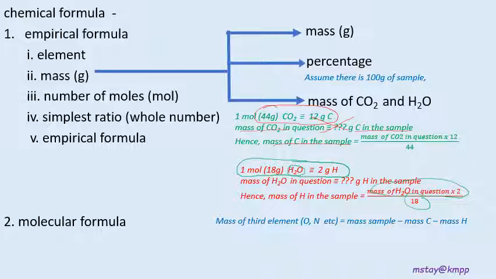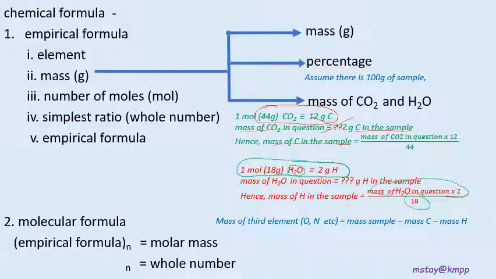After we get the empirical formula, we are able to determine the molecular formula if the molar mass is given. So we can always find the n value, keeping in mind that the n value should always be a whole number or very near to a whole number. So I think this is the summary for this topic.